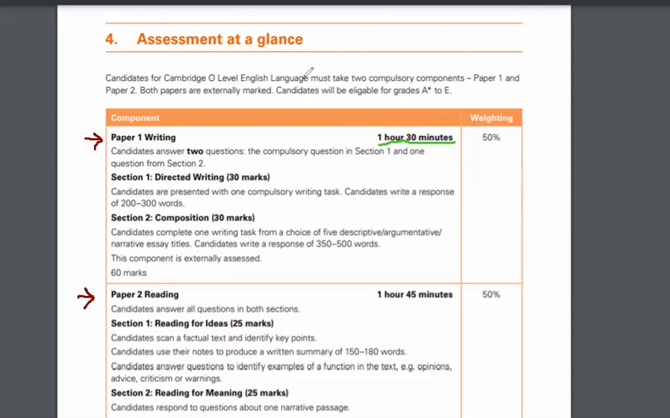Further within the paper, you have only 2 questions. The first one is called section 1. The second one is called section 2. For section 1, a comprehension text is given. The candidates have to read through the text, take down notes, and then summarize the text in 200 to 300 words. Candidates are presented with 1 compulsory writing task. Candidates write a response of 200 to 300 words.